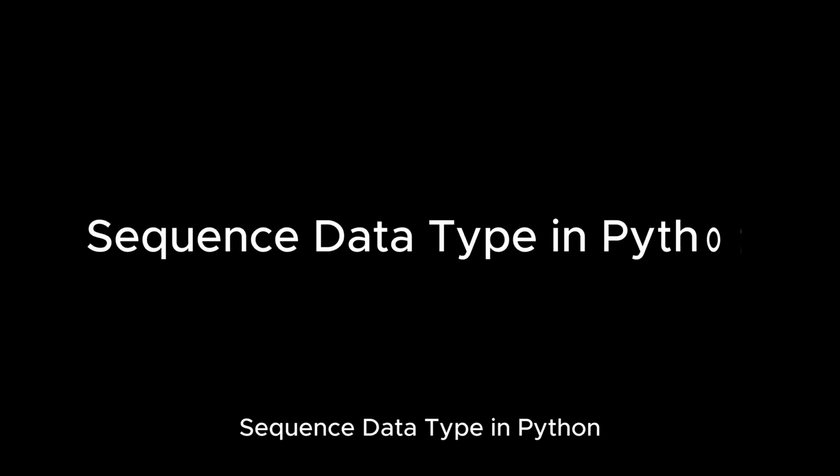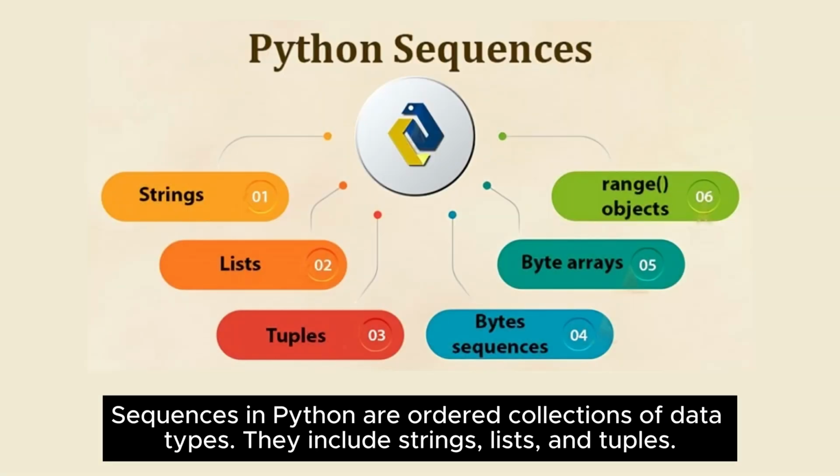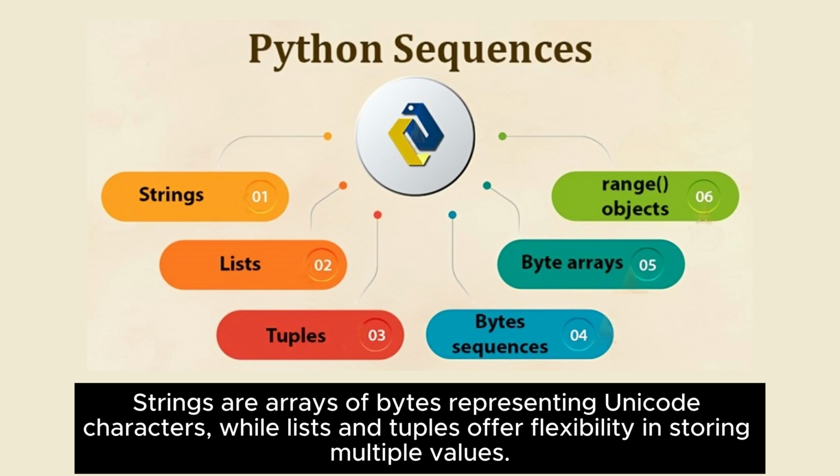Sequence data type in Python. Sequences in Python are ordered collections of data types. They include strings, lists, and tuples. Strings are arrays of bytes representing Unicode characters, while lists and tuples offer flexibility in storing multiple values.